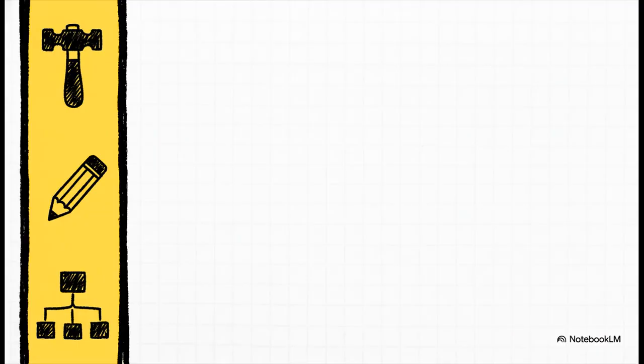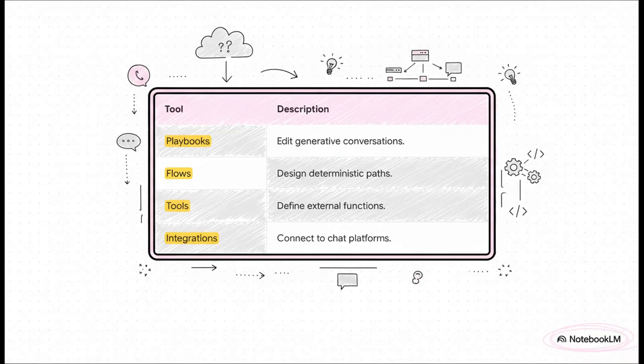Okay, let's go from the high-level command center down to where the real magic happens, the left navigation bar. This is your builder's toolkit. This is the workshop where you're going to be spending most of your time actually crafting those conversations. And hey, look at that. Right at the top, you see our two heroes. A whole section for building your generative playbooks, and another for designing your deterministic flows. You'll also find the spot to define those tools we talked about, and of course, the Integrations tab. That's for connecting your finished agent out to the real world, like a website chat or a phone system.